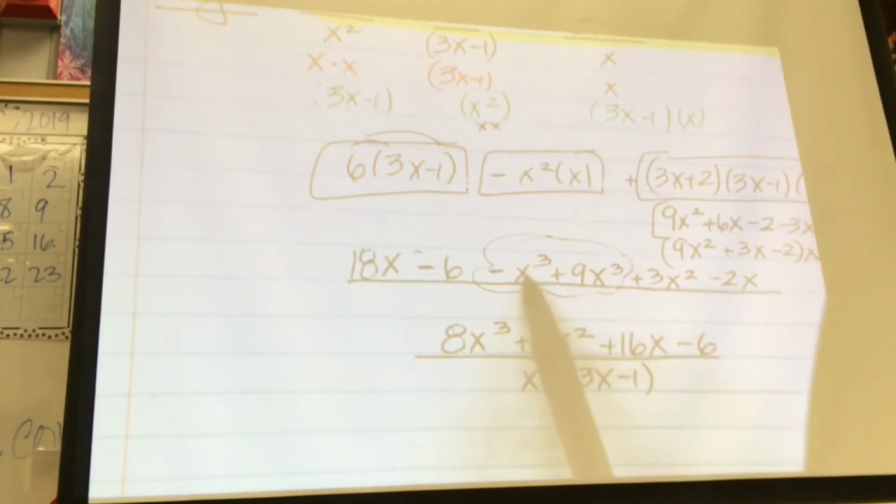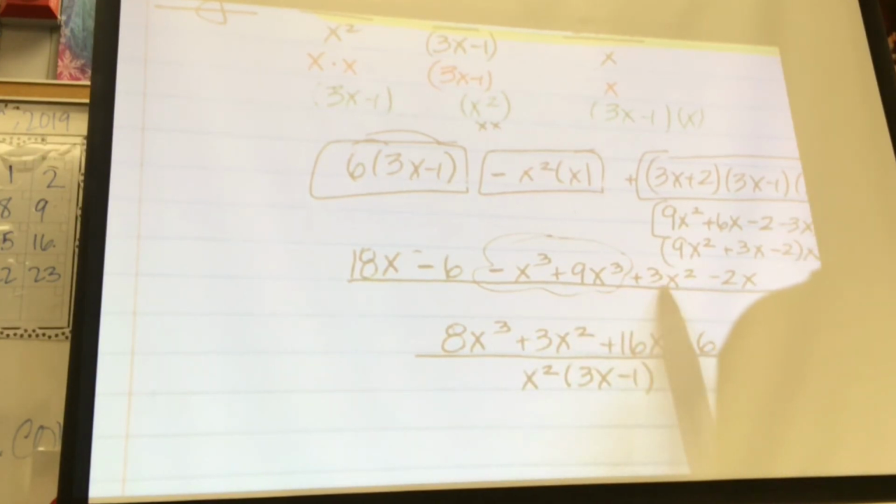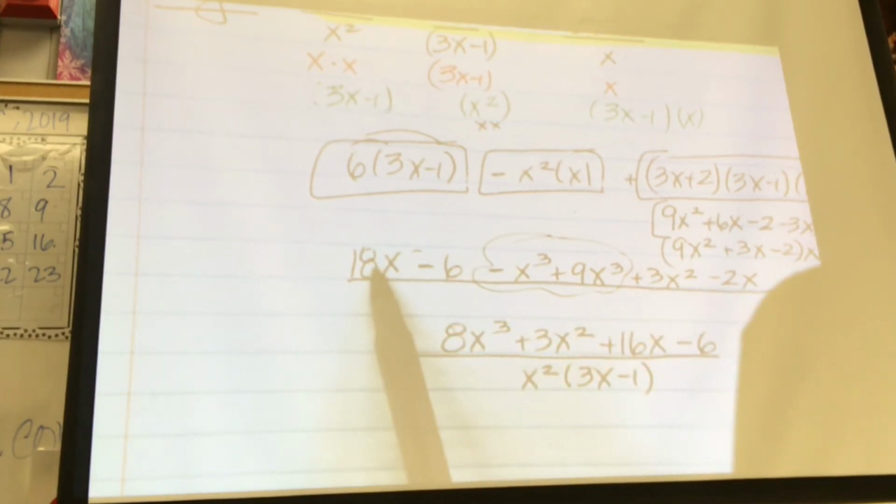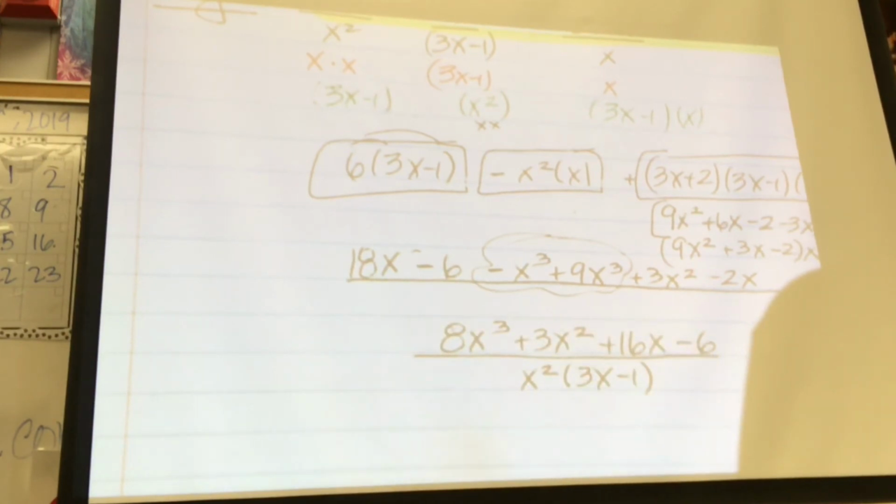I'm combining like terms now. Negative x cubed and 9x cubed, that's 8x cubed. 3x squared is by itself. A negative 2x and a positive 18x, that's 16x. And the negative 6 is by itself.